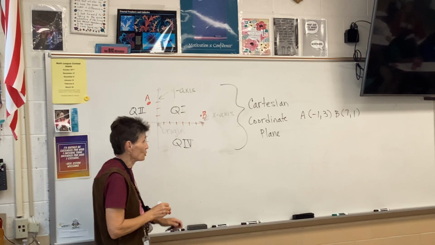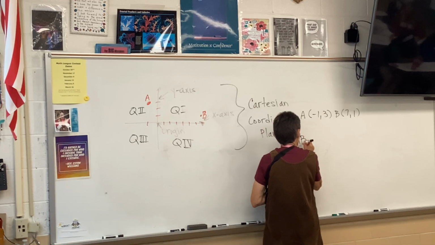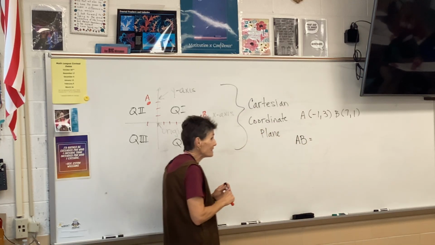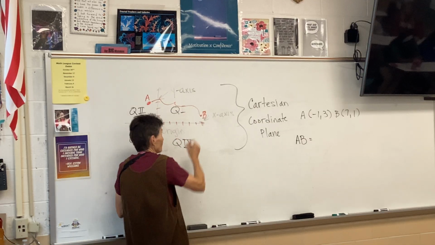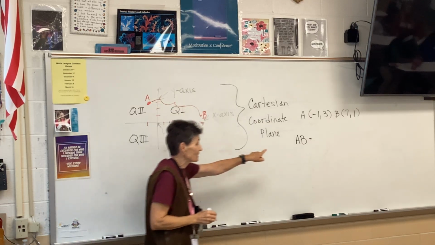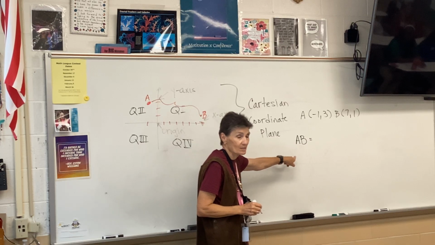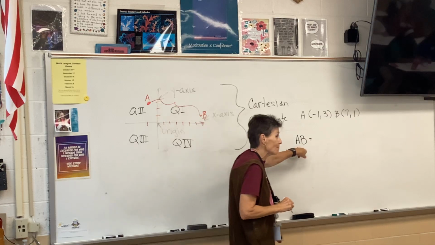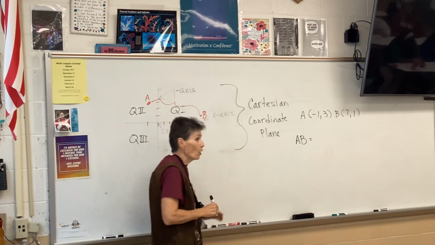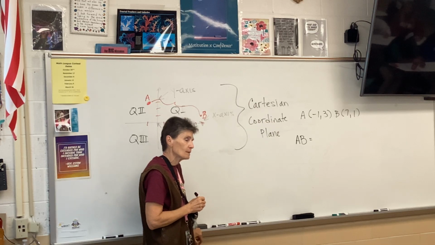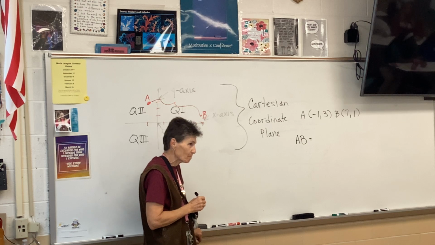Now, the question says, find AB. That means find the distance from here to here. That is a notation for distance. Write that down so you remember. That means distance. You know how to do that, and I'm not talking about getting out a ruler and measuring it. You know how to do this mathematically.